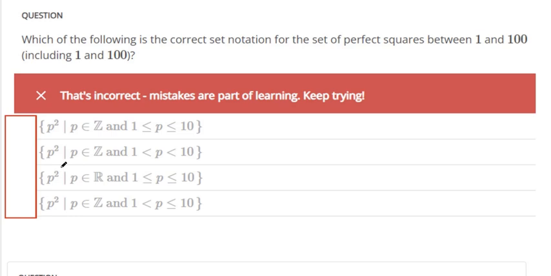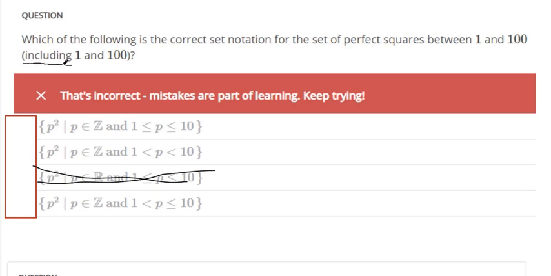If we're talking about perfect squares, then we're not talking about real numbers, right? I mean, they are real numbers, I should say, but we're not talking about all real numbers, okay? P has to be some sort of integer to be a perfect square. Has to be a non-decimal number. So we can rule that one out. And then the only difference between these now is either having the or equal to symbol here in the bottom or not having it. Okay.